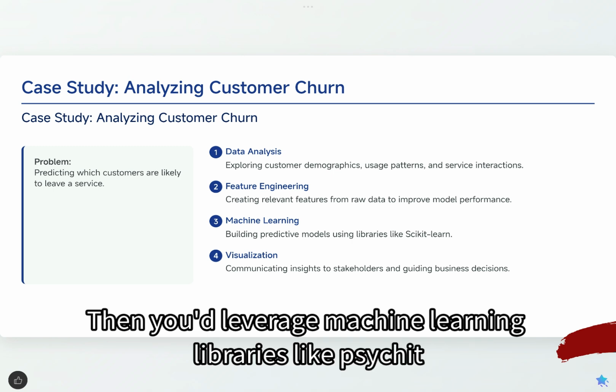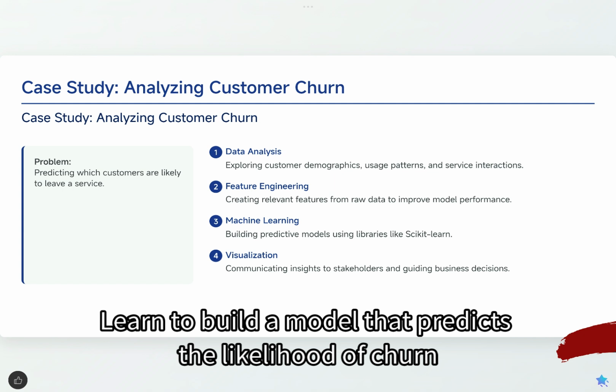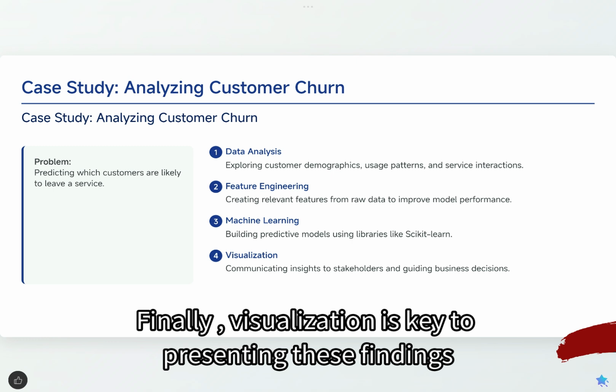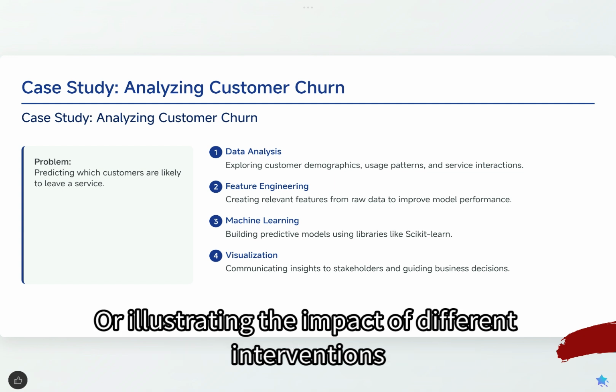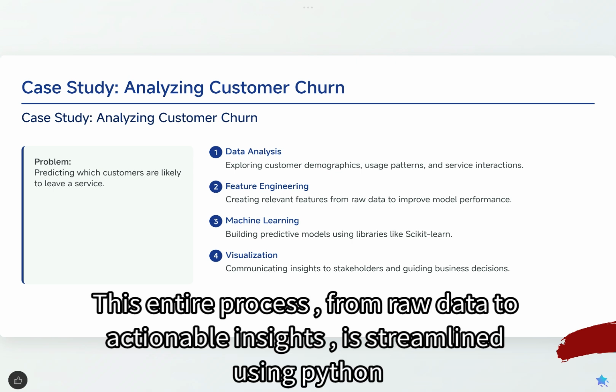Then, you'd leverage machine learning libraries like scikit-learn to build a model that predicts the likelihood of churn. Finally, visualization is key to presenting these findings, maybe showing which factors are most strongly correlated with churn, or illustrating the impact of different interventions. This entire process, from raw data to actionable insights, is streamlined using Python.